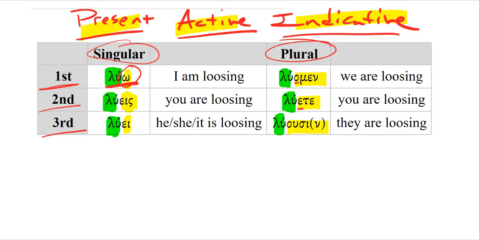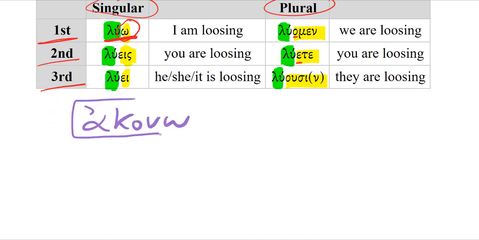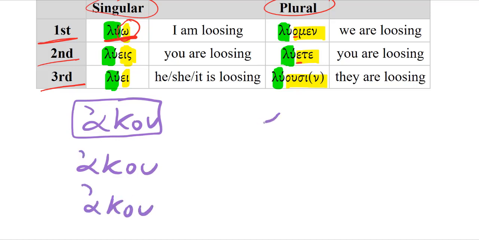Now, you think about those endings, you could add those on to any other omega verb. For example, we have the verb akuo. What's our verb stem? Well, it's aku. How'd you get it? You cut the omega off, and that's your verb stem. Then you can write your verb stem down through here. Aku. Akuo means I hear.